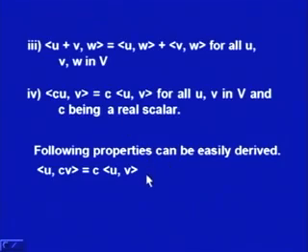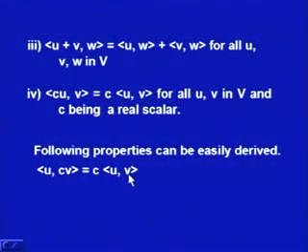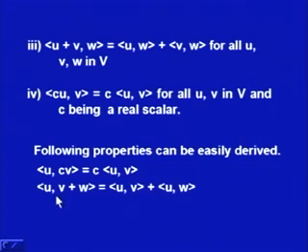On the basis of these 4 properties, the following properties can easily be derived, that is, u comma Cv is equal to C times the inner product of u comma v, because it is symmetric. So, Cv comma u is the same as u comma Cv, and then C can be taken out. So, u comma Cv is equal to C times u comma v. And the next property which can easily be derived is u comma v plus w is equal to u comma v plus u comma w, and again it is derived from the symmetric property, and then using the third property one can easily arrive at this result.